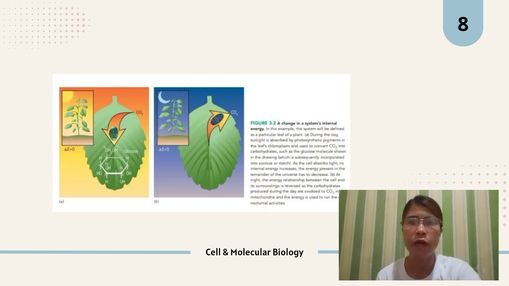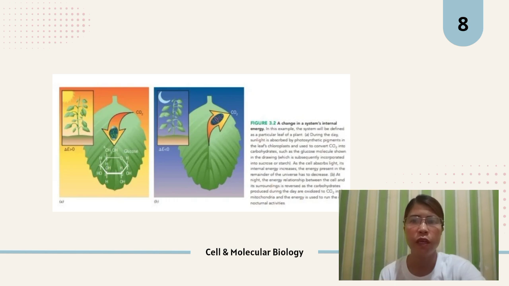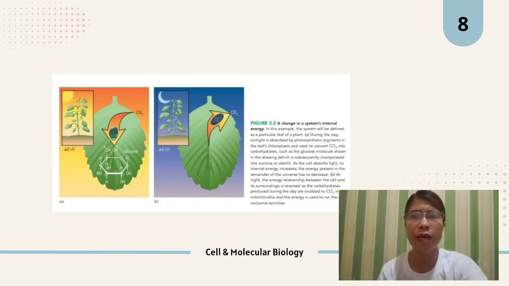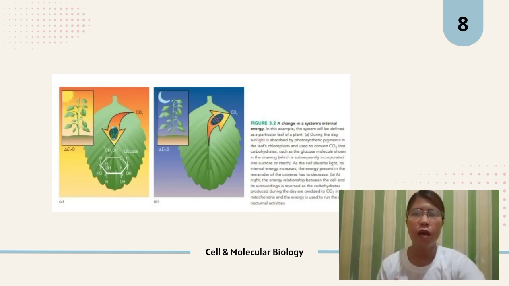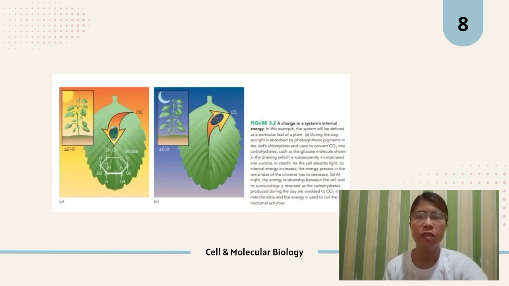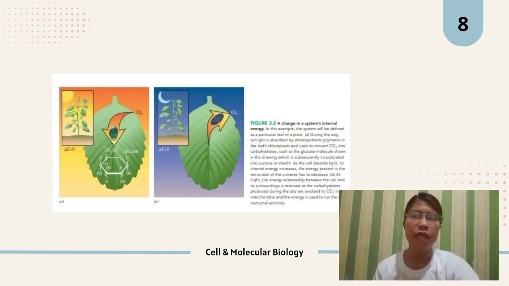So, flashed on the screen is an example of a change in a system's internal energy. So, let's consider that the system is a leaf of a plant. So, during the day, inaabsorb ng chloroplast ng dahon ay ang sunlight to convert carbon dioxide into carbohydrates. So, as the cells absorb light, its internal energy increases.